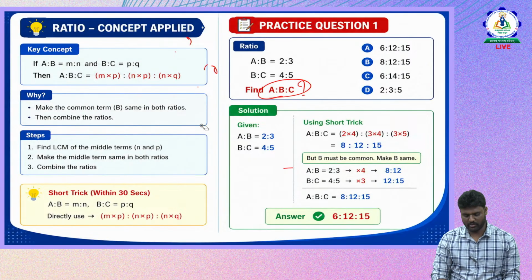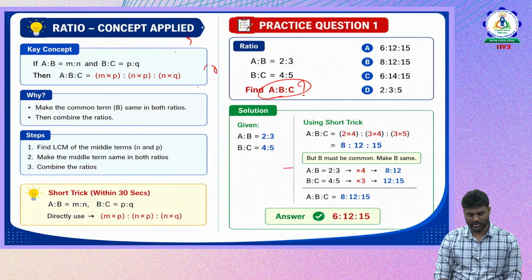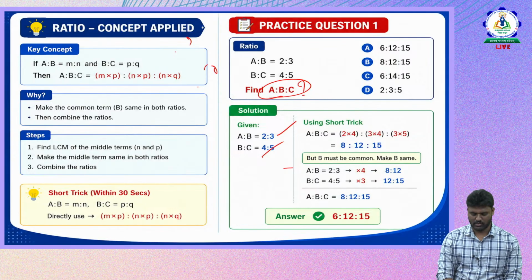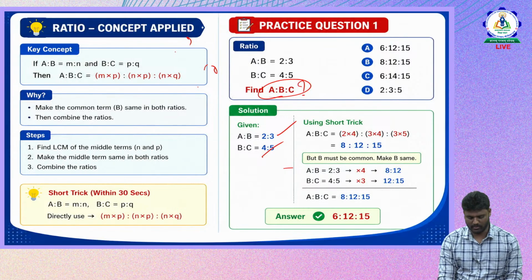Now coming to the question, let us see. What is given? A is to B is 2 is to 3, and B is to C is 4 is to 5. We need to identify A is to B is to C. If you observe the question, the B value in the first ratio is 3, and in B is to C the B value is 4. So they are not the same. We need to make the middle term a common term.